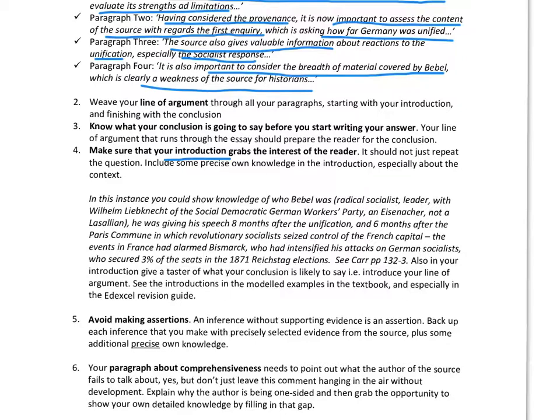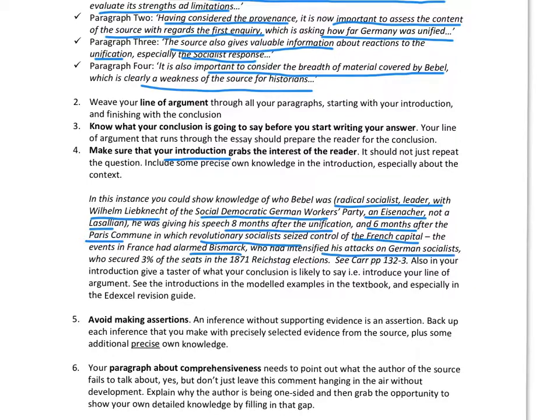In this instance, you could show knowledge of who Bebel was. He was a radical socialist leader, along with Wilhelm Liebknecht, of the Social Democratic German Workers' Party. He was an Eisenacher, which was a radical. He was not a Lassallean. So you can make a reference to the Eisenach conference where the party split. And there's the 8 months after the unification, 6 months after the Paris Commune, in which revolutionary socialists seized control of the French capital. Those events had alarmed Bismarck, who as a result intensified his attacks on German socialists.